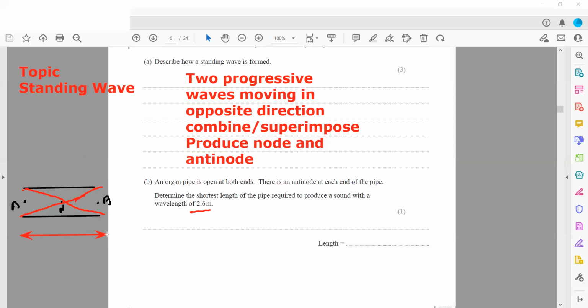So if this length is L, then in terms of wavelength, remember the distance between two successive nodes is lambda by 2, or the distance between a node and an antinode is lambda by 4, a quarter of the wavelength. With two successive nodes or two successive antinodes, that is half of the wavelength. So this distance in terms of wavelength is half of the wavelength. So half of the wavelength should be equal to L, and the wavelength is 2.6. So 2.6 divided by 2 is L. So it is equal to 1.3 meters.